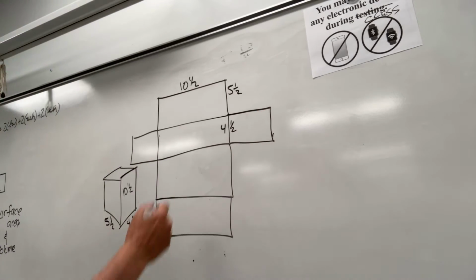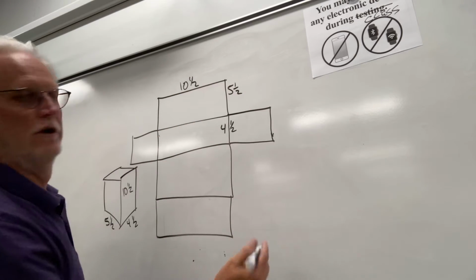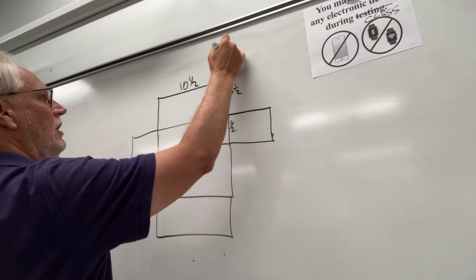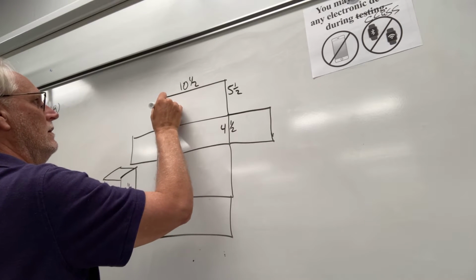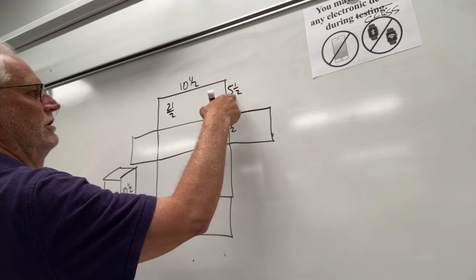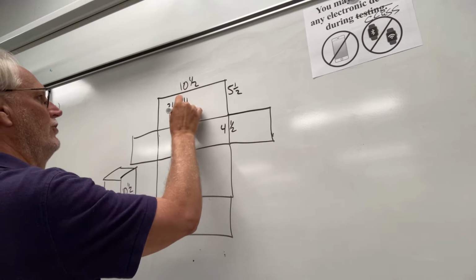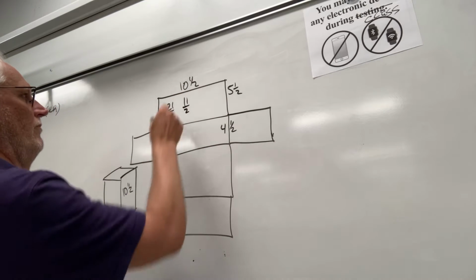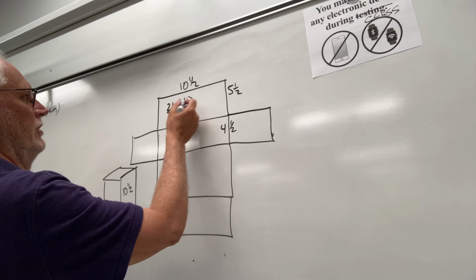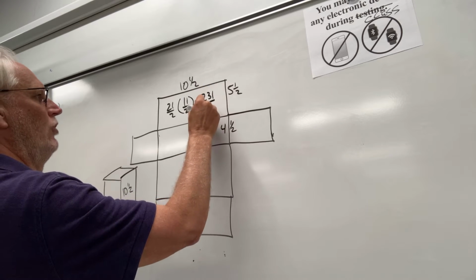Okay? So the first thing we have to do is change all of these to improper fractions. So this 10 1/2 is going to become 21/2. And this 5 1/2 is going to become 11/2. Okay? So when I multiply that together, I'm going to end up with 231/4.